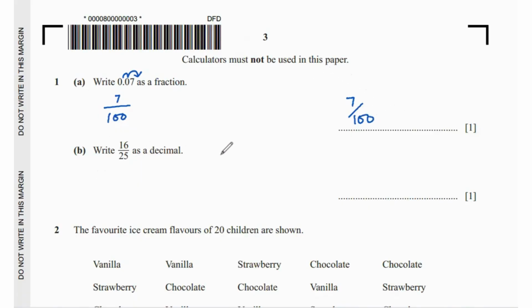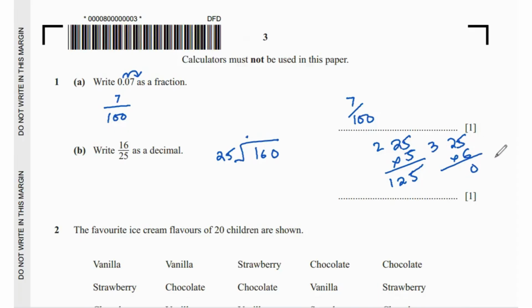Then write 16 over 25 as a decimal. For this, we can divide 16 by 25. 16 is smaller than 25, so it's not going to come in the same times table. So we add a decimal over here and a 0 with 16. So now we need to see how many times 25 goes into 160. We do 25 times 5, that's 125. I think we can go higher. 25 times 6 is 150.